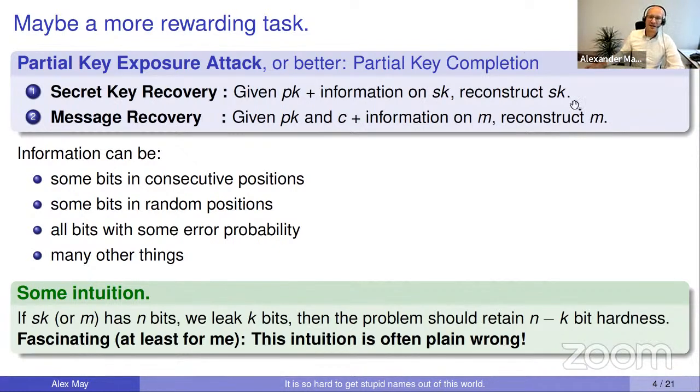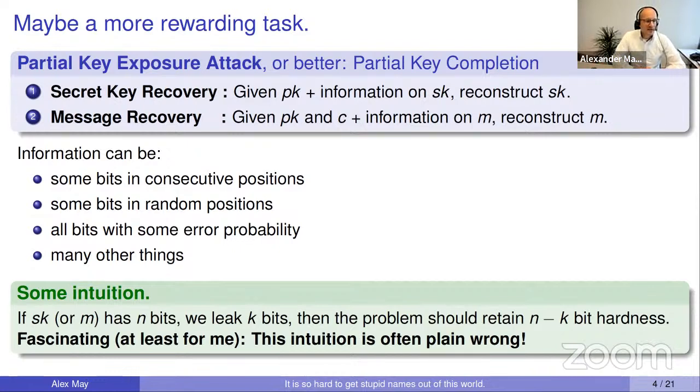But maybe I should be a little bit more concrete about what this information on the secret key or the message M means. This information can be, and I will start with that in a minute, some bits in consecutive positions. It could be some bits in random positions. It could be all of the bits of the secret key, but some of the bits are flipped, or it can be many other things.